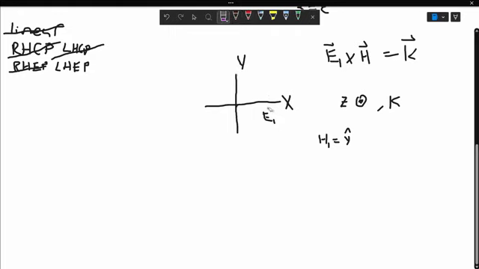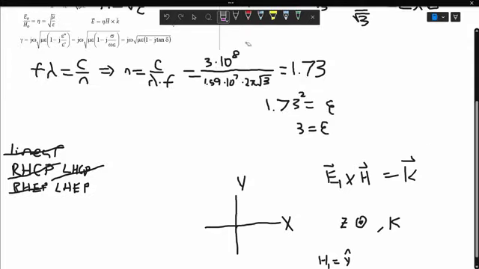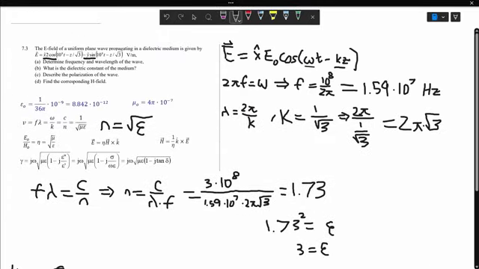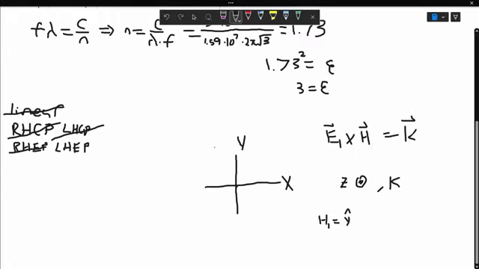Now we need to do this for the second part of the E field. The initial direction is in negative y hat. So negative y hat. This is our E2.